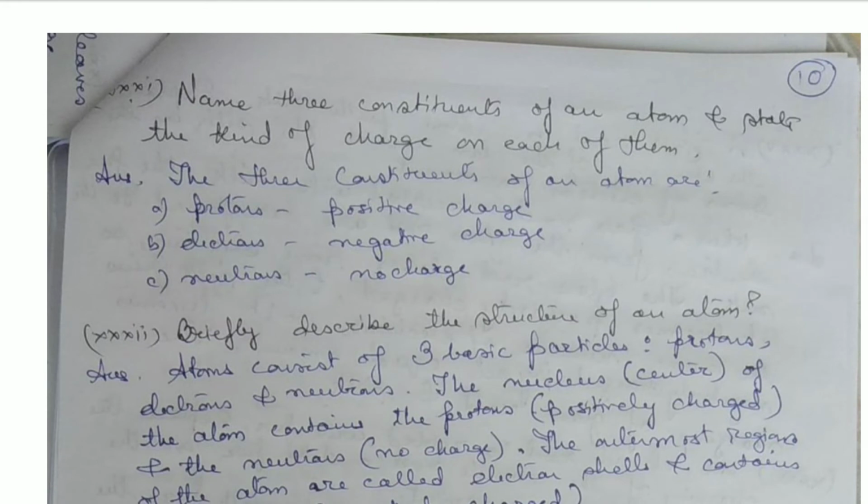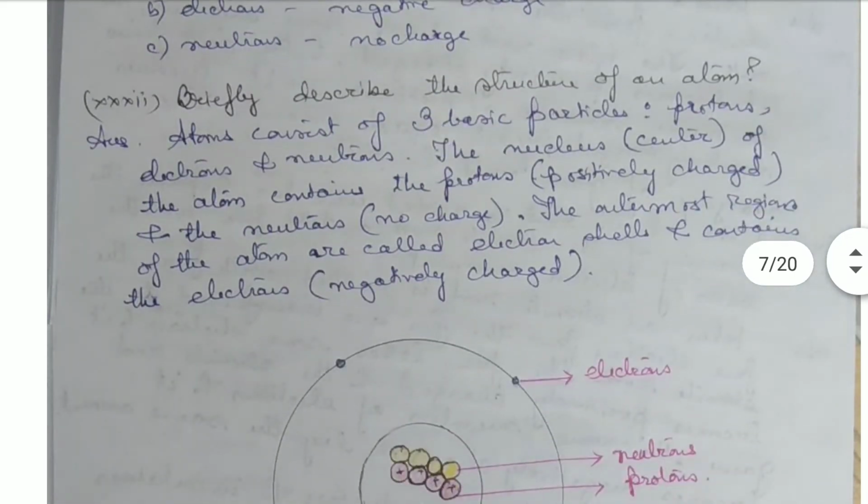The 3 constituents of an atom are protons, electrons and neutrons. The protons have positive charge, electrons have negative charge and neutrons have no charge. Briefly describe the structure of an atom. An atom consists of 3 basic particles, protons, electrons and neutrons. The nucleus, the center of the atom, contains the protons and neutrons. Protons are positively charged and neutrons have no charge.